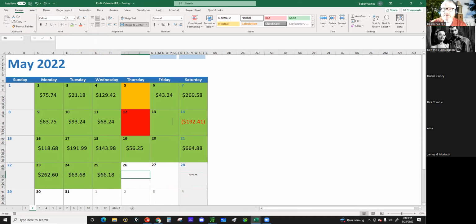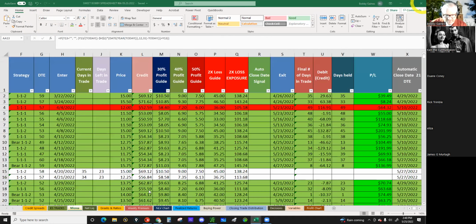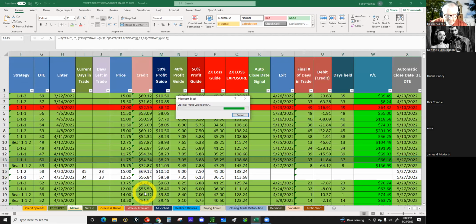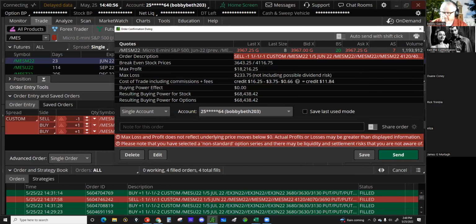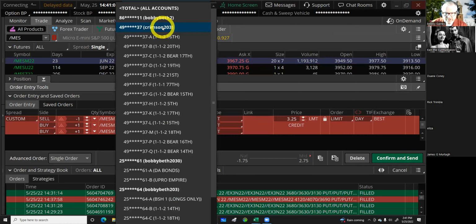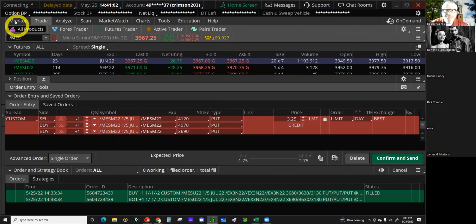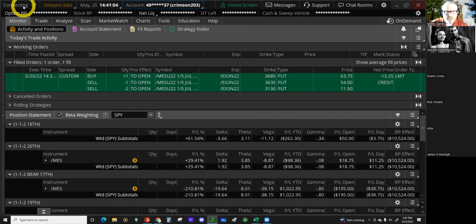Now let's close this. And let's do the same thing on the other account. So let's go over here, change back to this account, Epson account. It says I've lost connection because of the storm.